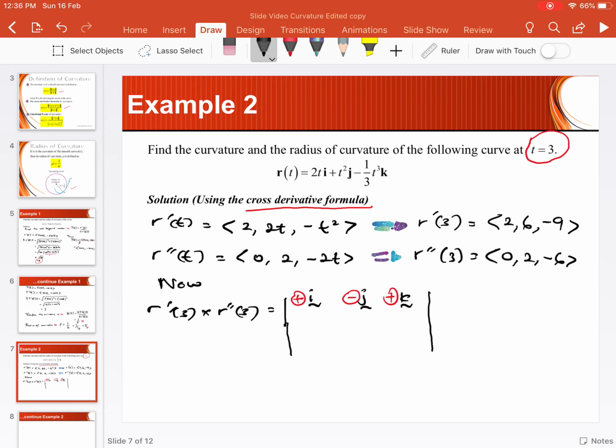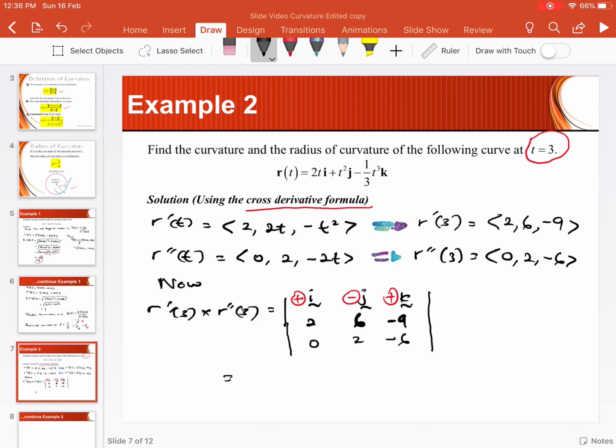So the first row should be r prime 3. So we have 2, 6, and negative 9. And then the second row should be r double prime 3. We have 0, 2, and negative 6. Okay, now we can solve this cross product.